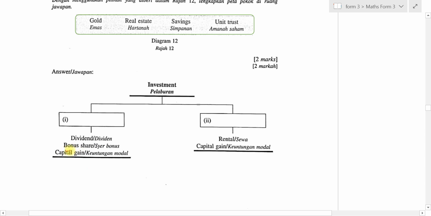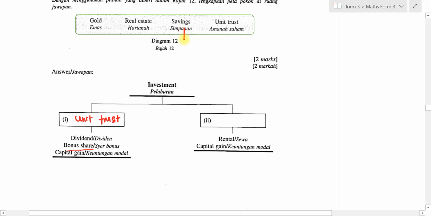Saving cannot have bonus share. Are you sure it's a saving? Oh, sorry, sir. Unit trust, is it, sir? Yeah, it should be unit trust. Unit trust or stock market shares.